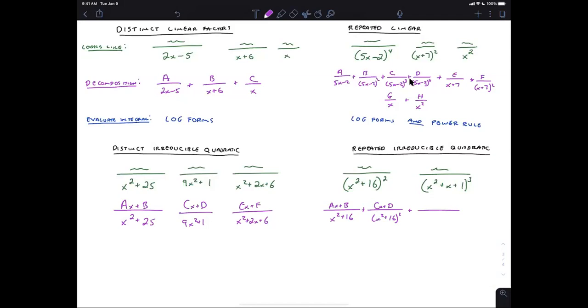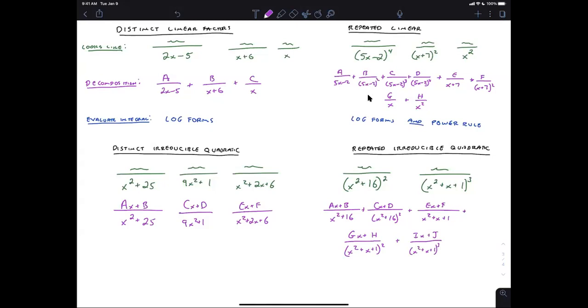And then when it's to the third, each one gets its own fraction. So we get x squared plus x plus 1 to the first, to the second, and to the third. All of them get something x plus something on the top. So first degree or 0 degree on the top. So gx plus h over x squared plus x plus 1 squared, and ix plus j over x squared plus x plus 1 to the third. So we get all those. Does that make sense? Everybody clear?